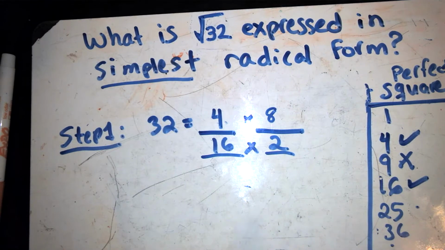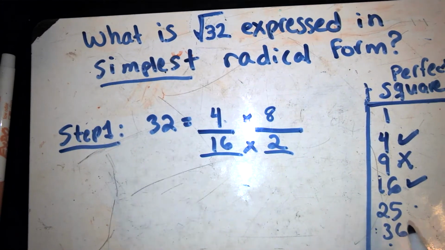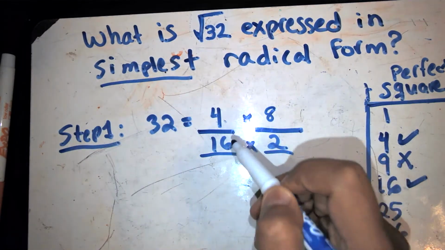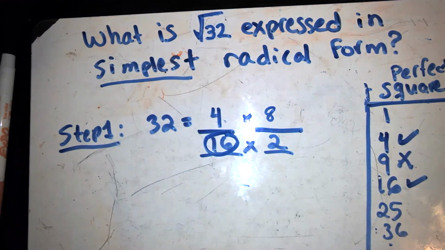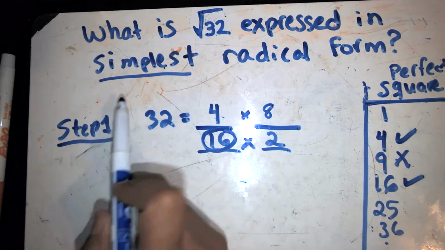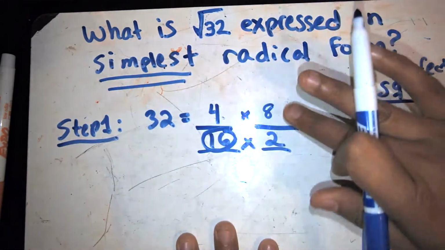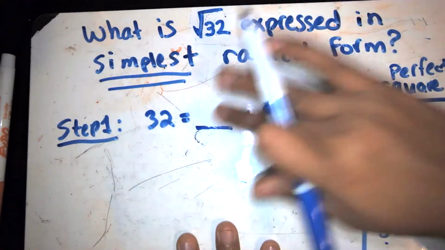Now 25 is not going to go into 32 evenly, because 25 goes up by 25s. And 36 is bigger than 32, so we can stop there. Notice that both of them can be used to simplify, but you want to pick the factor pair that has the largest of the two perfect squares, because that will give you the simplest radical form. So we're going to replace the top part by 16 and 2.